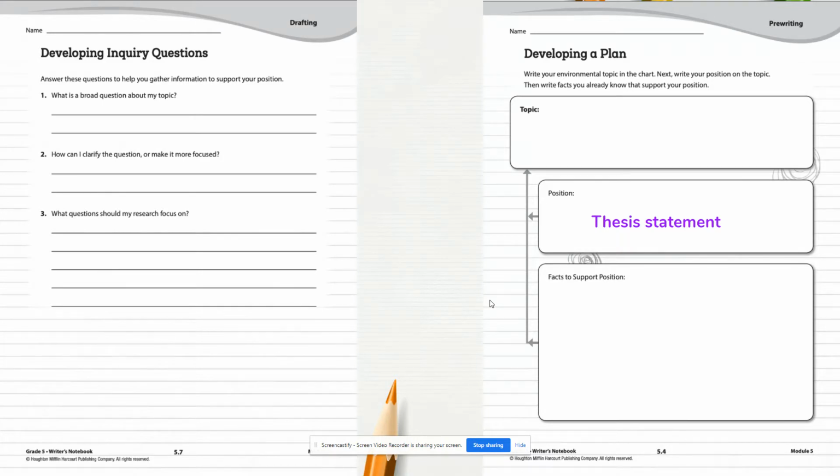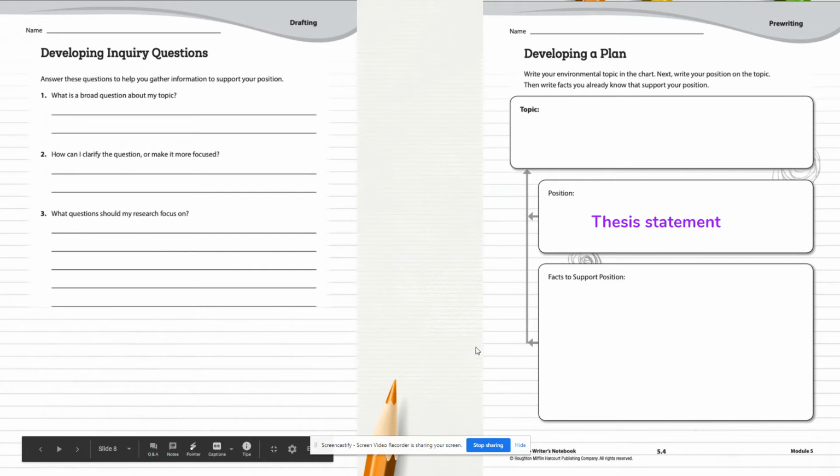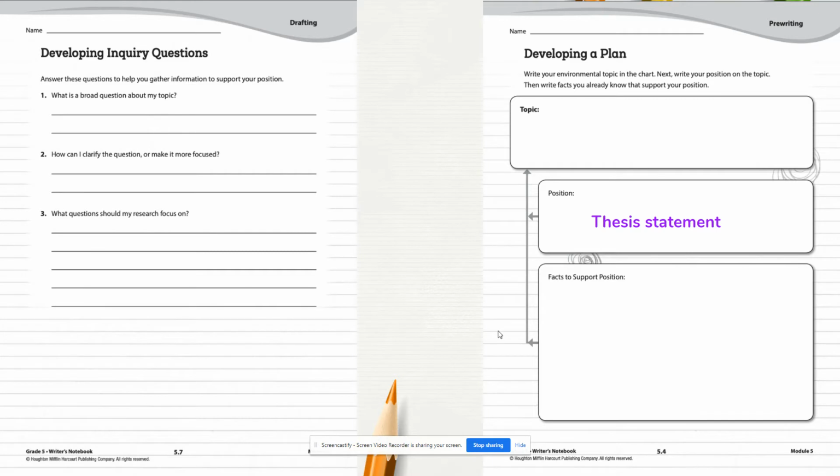After creating your working thesis statement, you're going to use your inquiry questions to research facts to support your thesis. Then you're going to record those facts in your graphic organizer here. Add them to the facts that you already know. Use your computer or device to research facts. You can actually type the questions that you created on page 5.7 in order to research the facts to list here. Whenever you list your facts, make sure that they add to your position and help support your thesis statement.